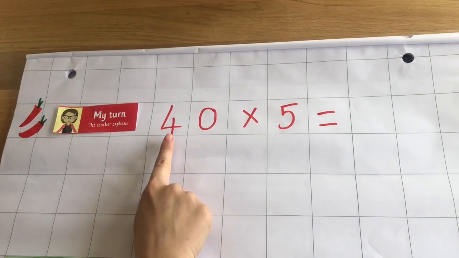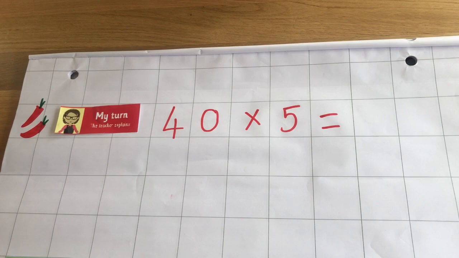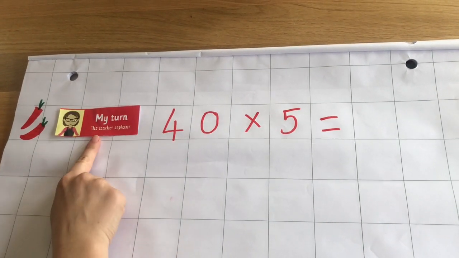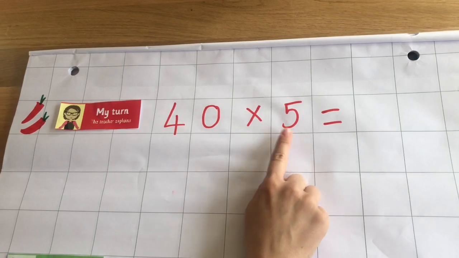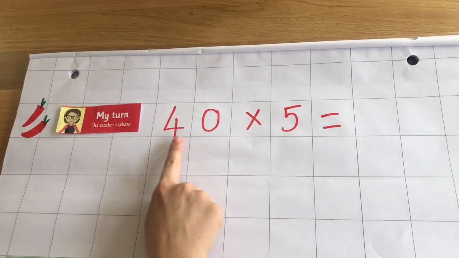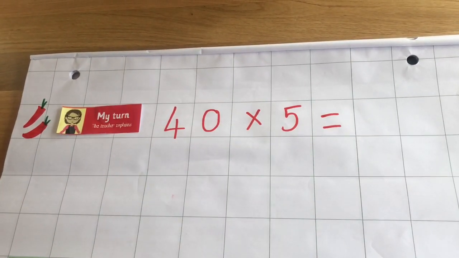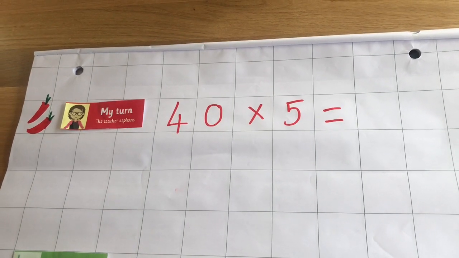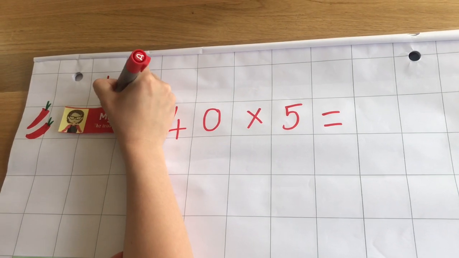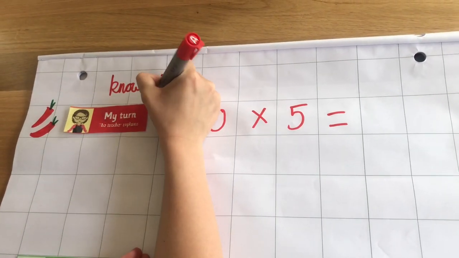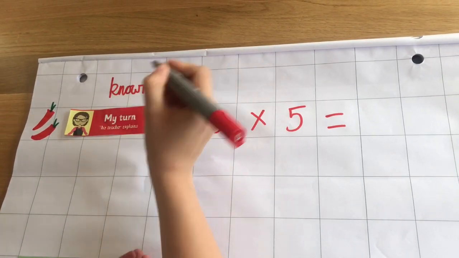Now we're moving on to the Chilli 2 questions. These questions have a 2-digit number and a 1-digit number in. So we're going to start with a my turn, and the question is 40 times 5. Remember, this could mean lots of things like 40 lots of 5. Now, to work this one out, I can use some of my known facts. These are facts that I already know from my times tables.